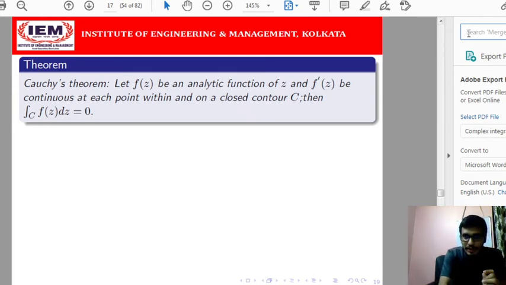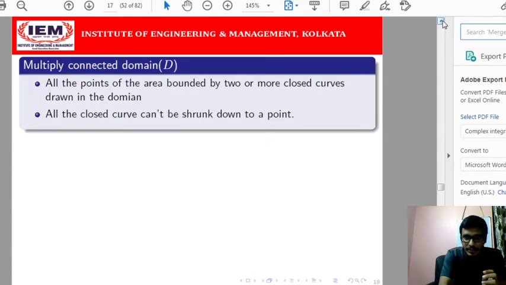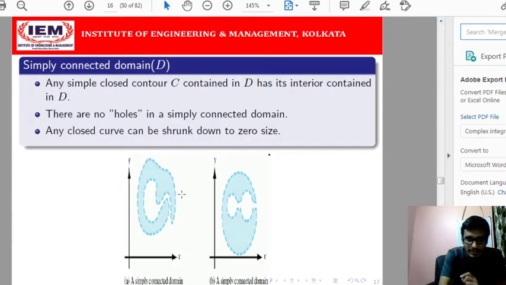That means whenever I consider this closed contour, say for example this is a simply connected region, this is our closed contour, this is the closed path. Inside that closed path, f is analytic at each and every point, and the derivative f dash z is defined inside and on the given curve.